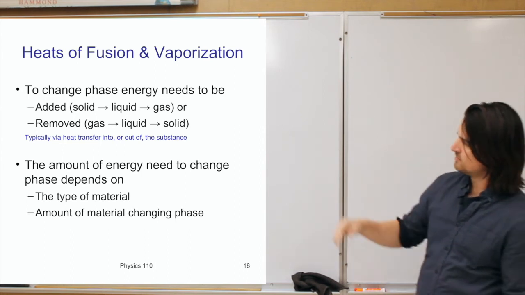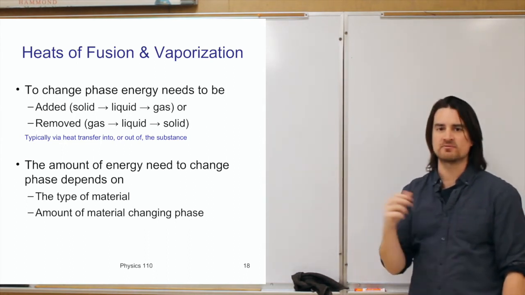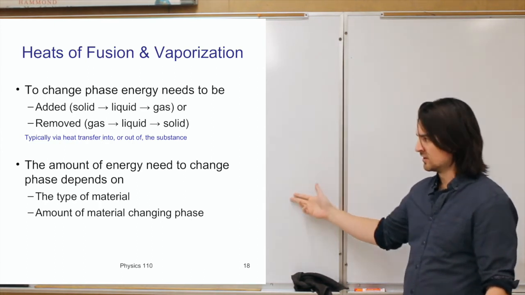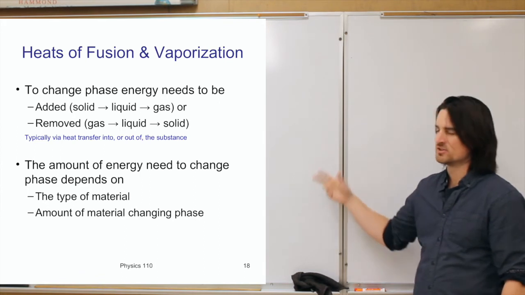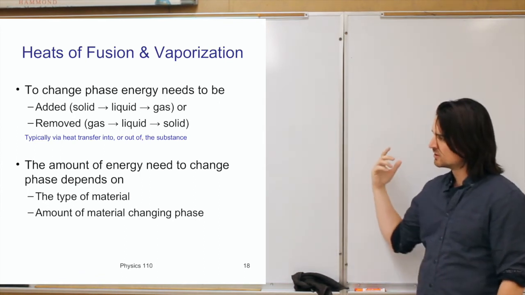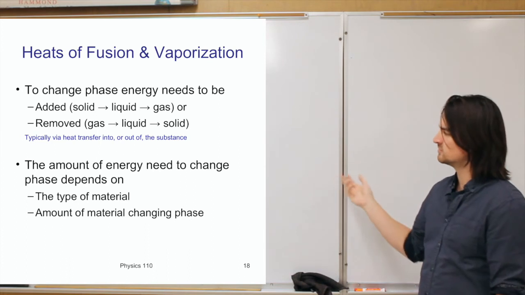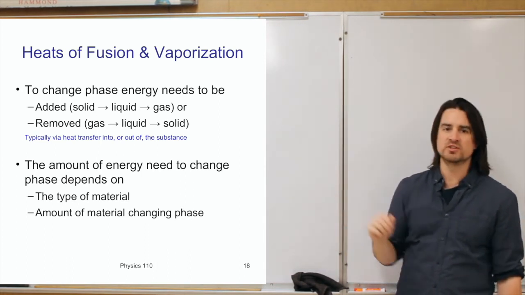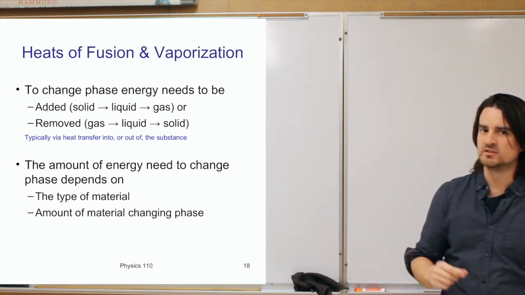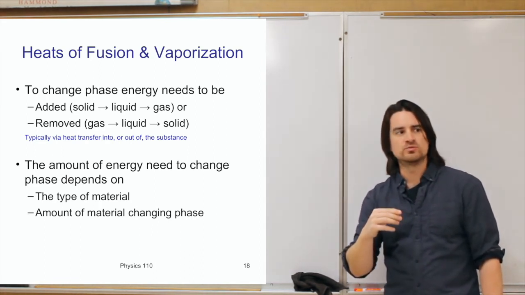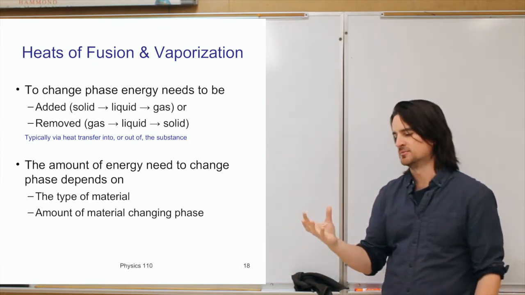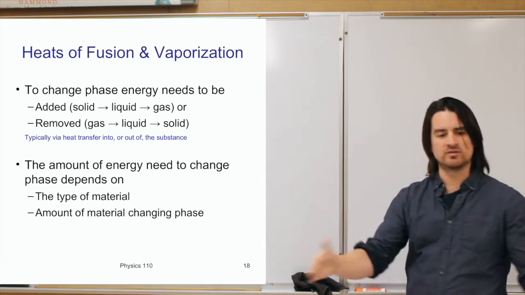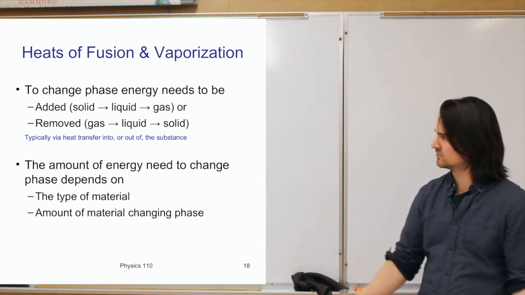So the amount of energy you need to cause a phase change, as you might expect, depends on the material: what it's made of, whether it's CO2, H2O, aluminum, gallium. The type of material, and the amount of material that you want to change phase. So the amount of energy you need to melt a small ice cube is not as much as you need to melt a large block of ice. If that makes sense.